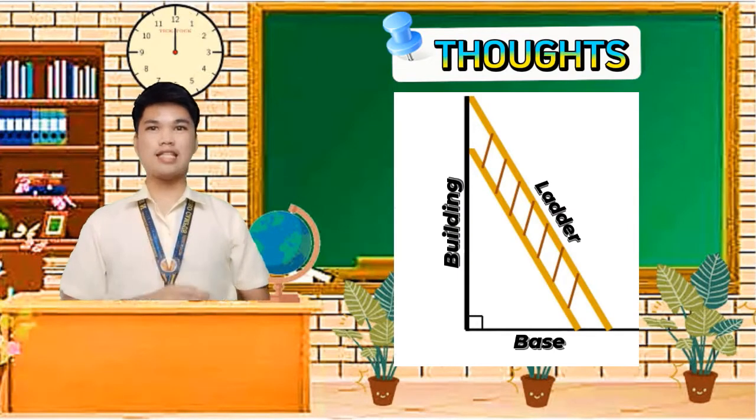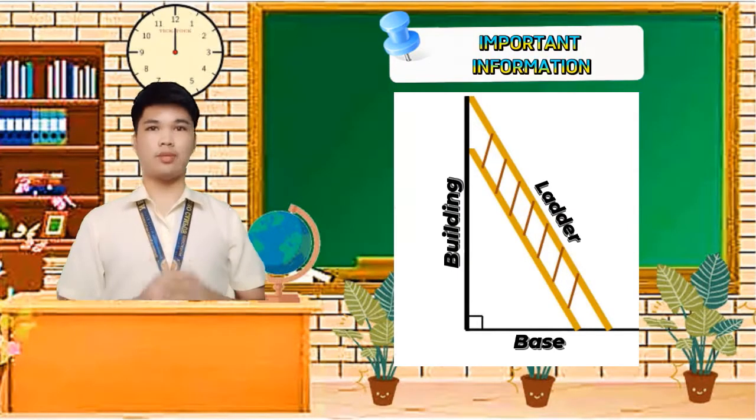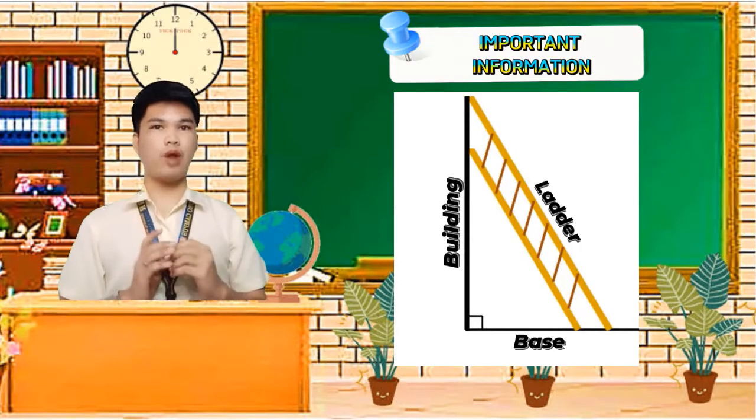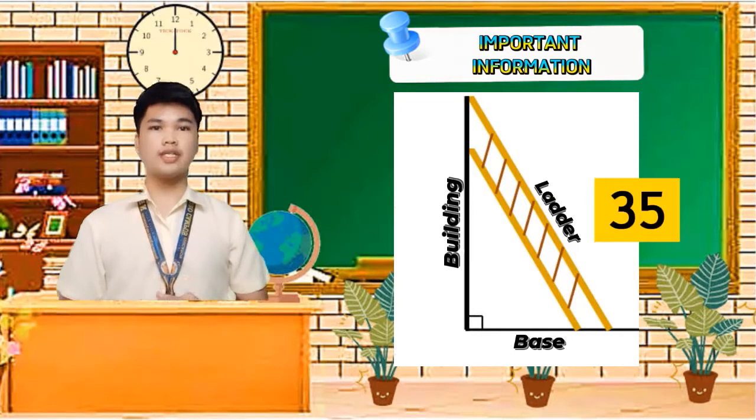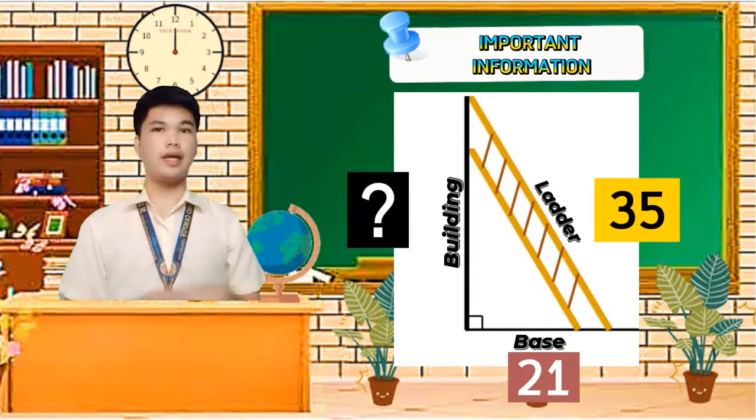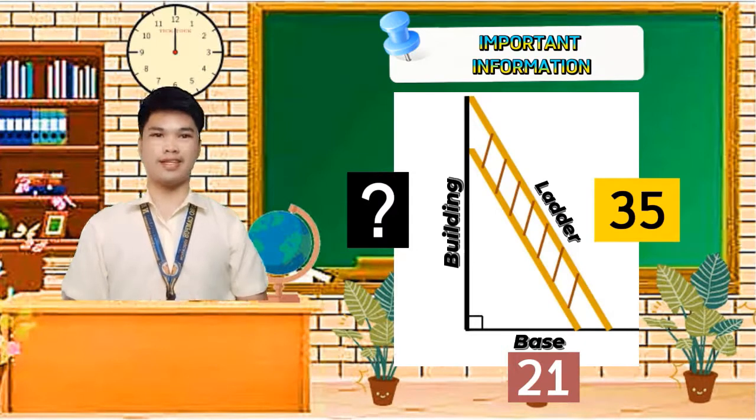Now, let's move on to the important information. In this part, we need to identify the important givens in this problem. Obviously, the most important information here is the 35-foot ladder, which is the length of the ladder, and the 21 feet, which is the distance of the base of the ladder from the base of the building.